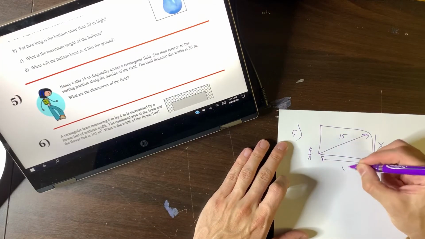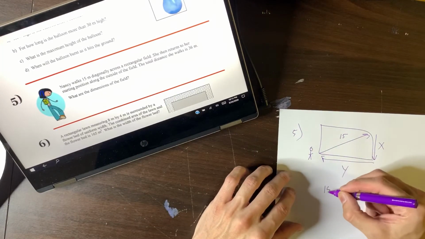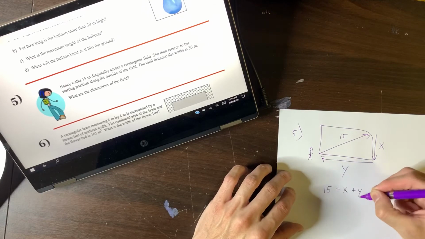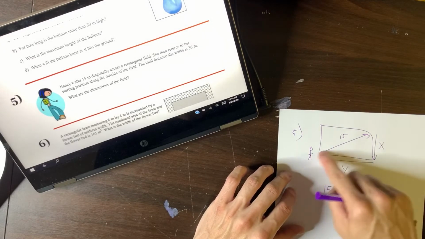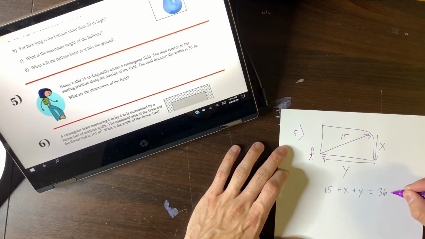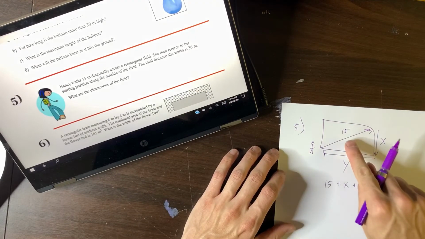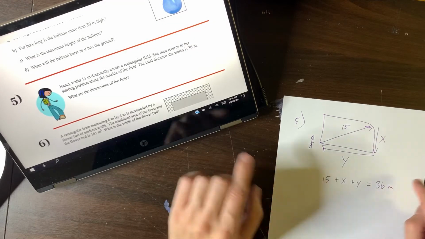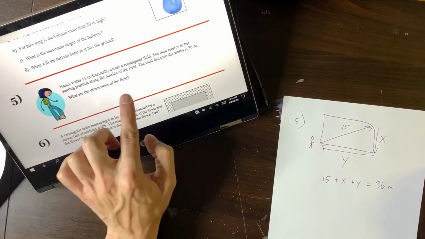Let's call this X and Y. So it turns out 15 plus X plus Y, that's how much her walk was. That's her entire walk this morning, which is said to be 36 meters. And that's actually the only number we have. These numbers, that's all we have. What do they want? It says, what are the dimensions of the field?